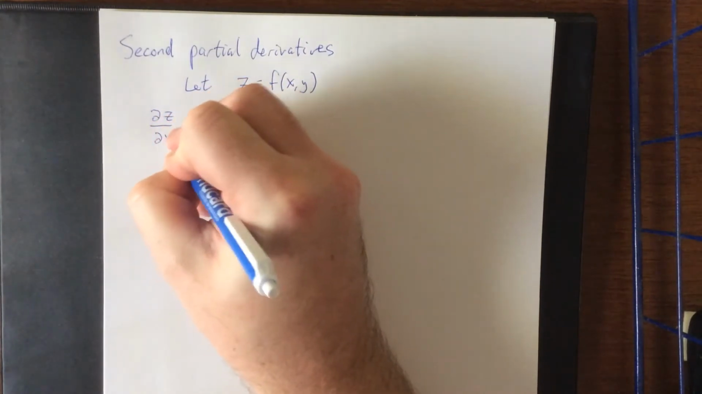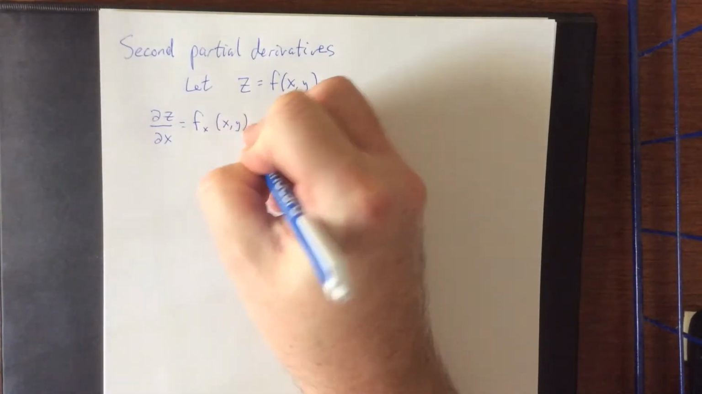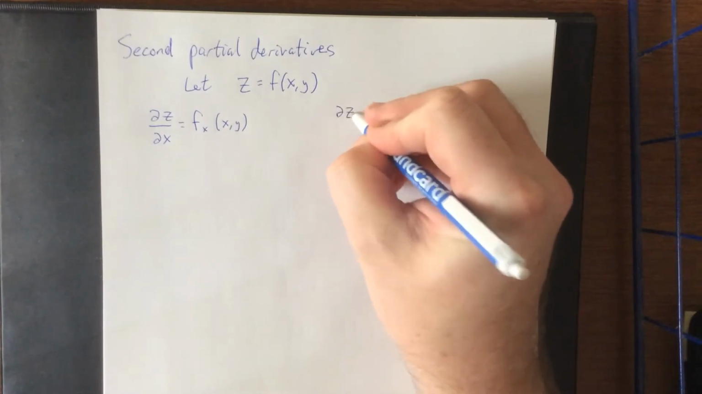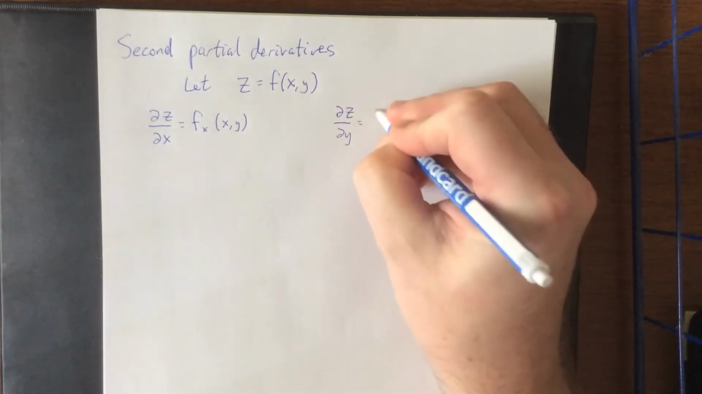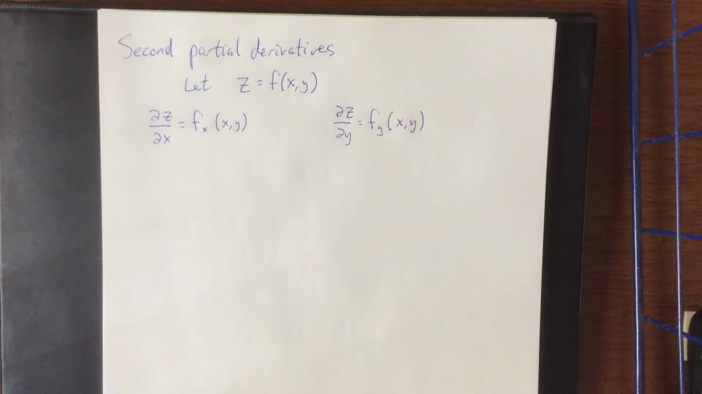So the partial derivative of z with respect to x, or f with the subscript x of x y, would be the first partial derivative with respect to x. And dz over dy, or f with the subscript y followed by x y, would represent the first partial derivative with respect to y. If I were to differentiate either of these with respect to either of our independent variables, I would be arriving at a second partial derivative. Now that means that there are a total of 4 different second partial derivatives that I can get.